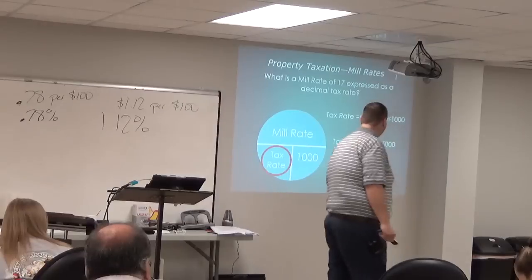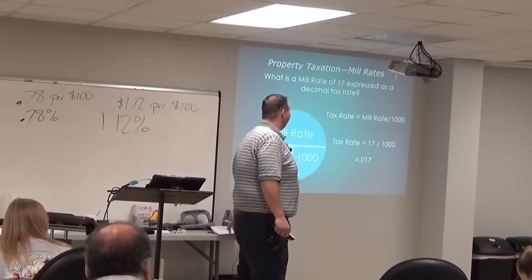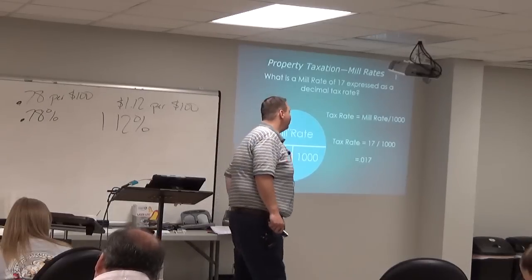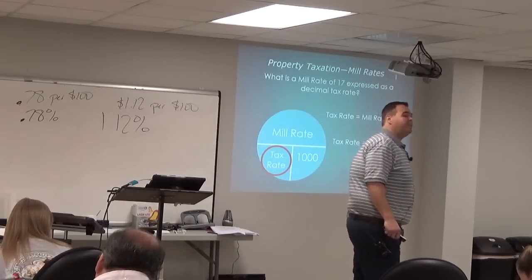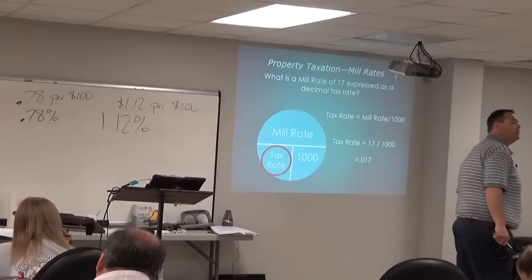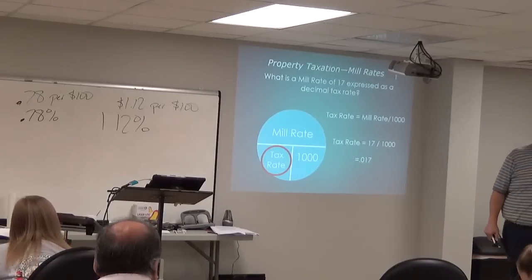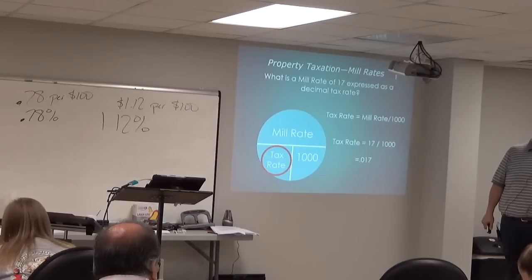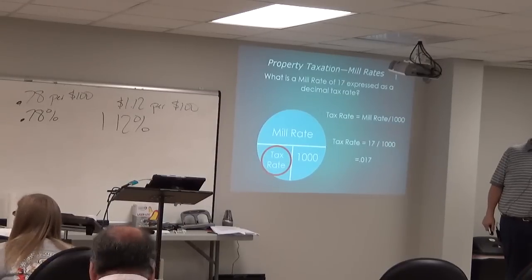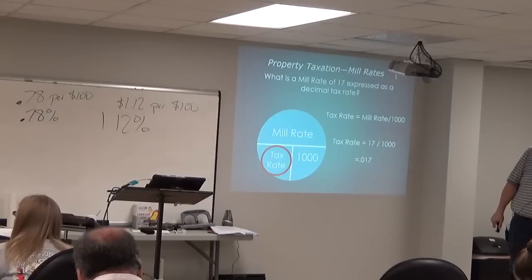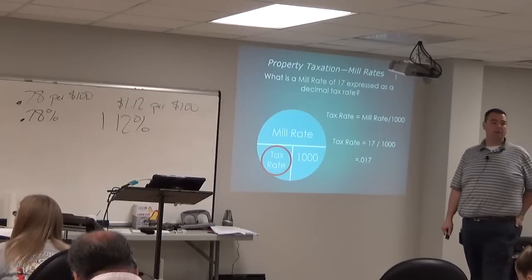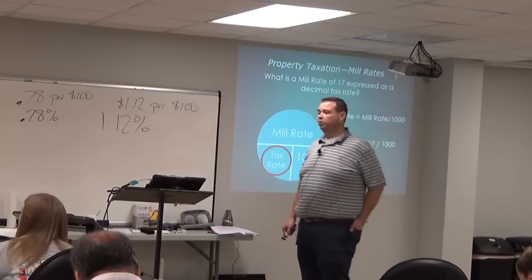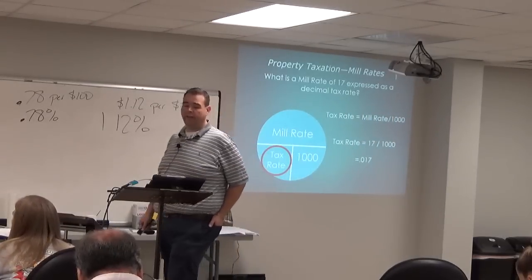So as an example here, it says, what is a mill rate of 17 if you express it as a decimal tax rate? Well, the mill rate is 17. What are we going to do with it? Divide it by 1,000. So its decimal rate is 0.017. That's all you have to know. If you can do that, you can answer a national section question about mill rates. All you have to know is be able to divide them by 1,000.